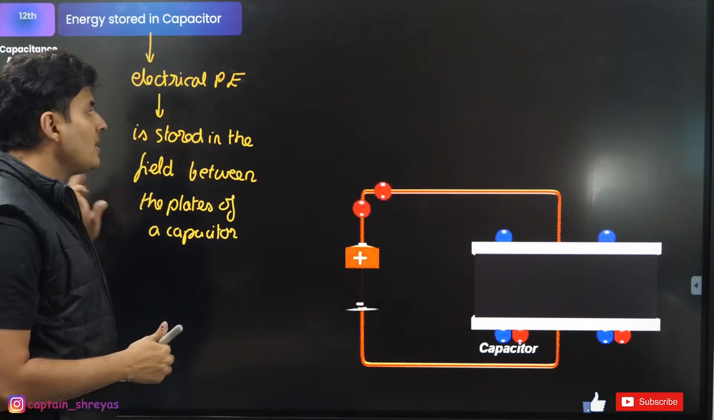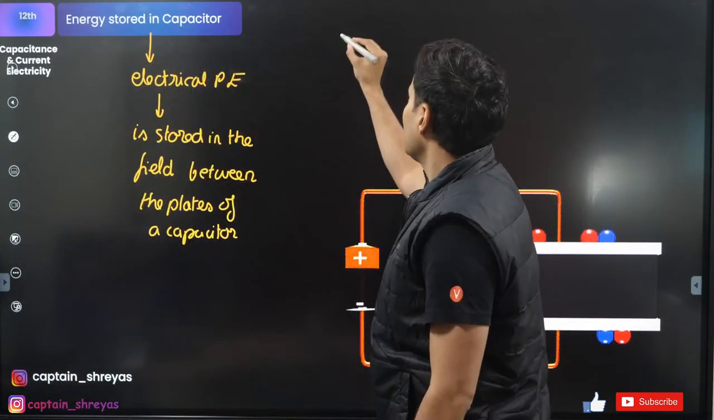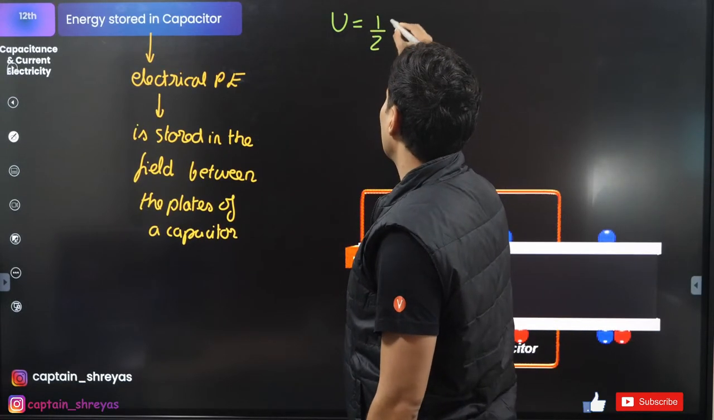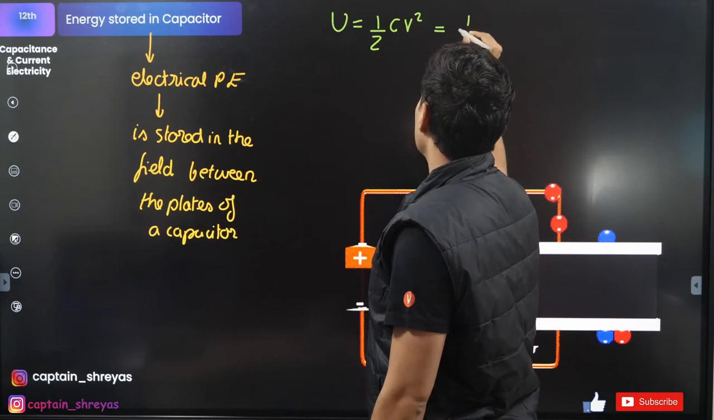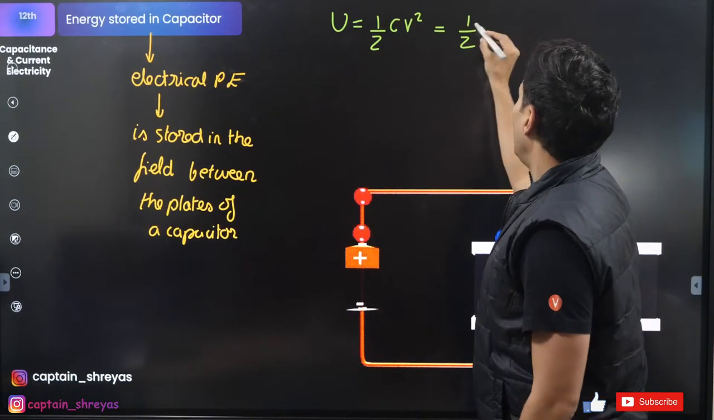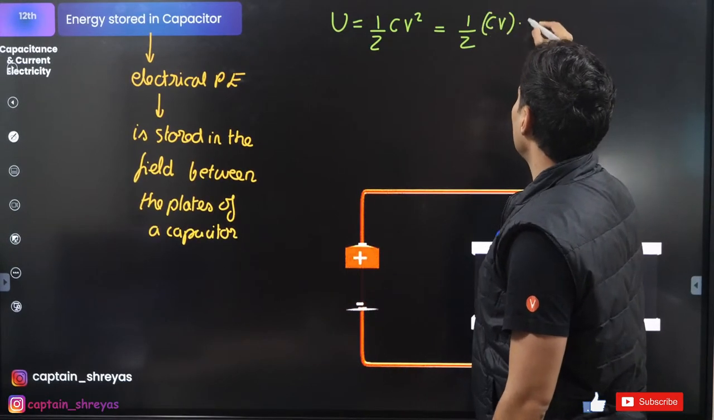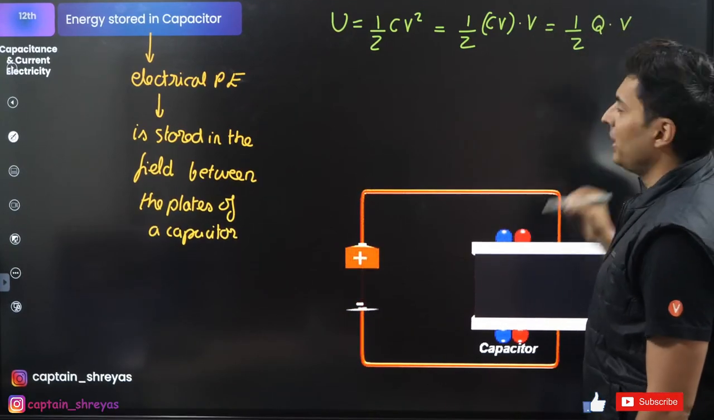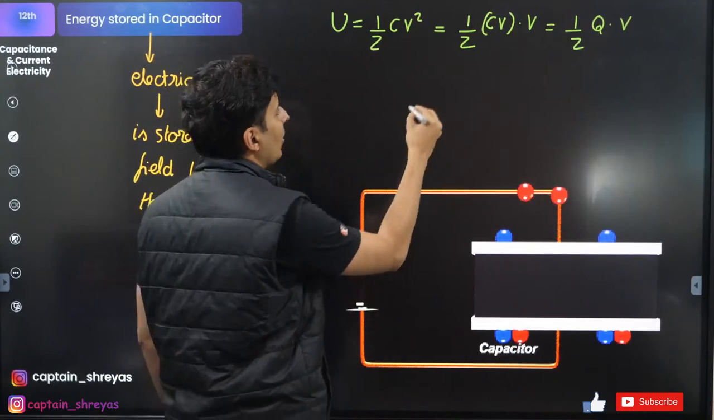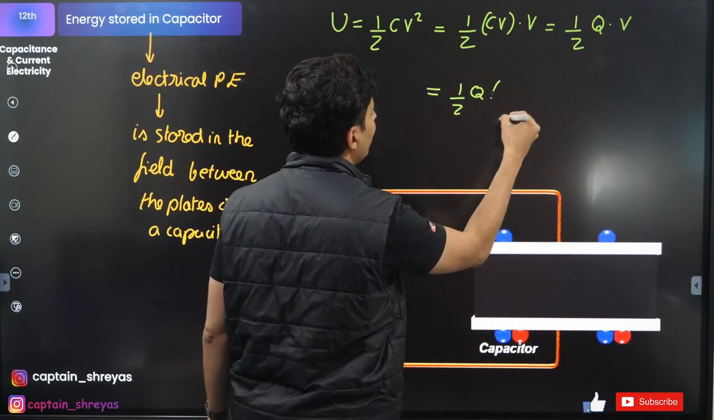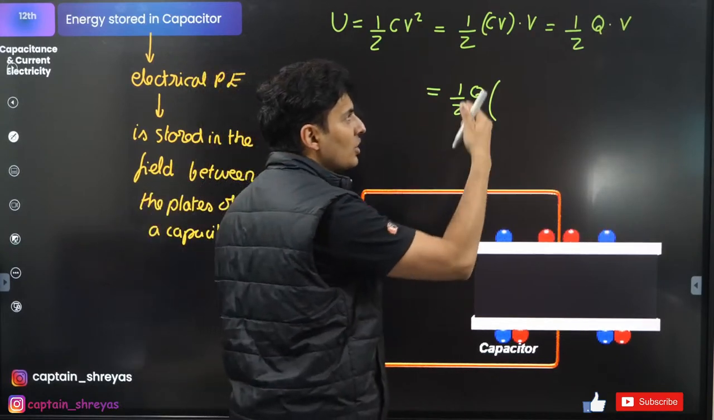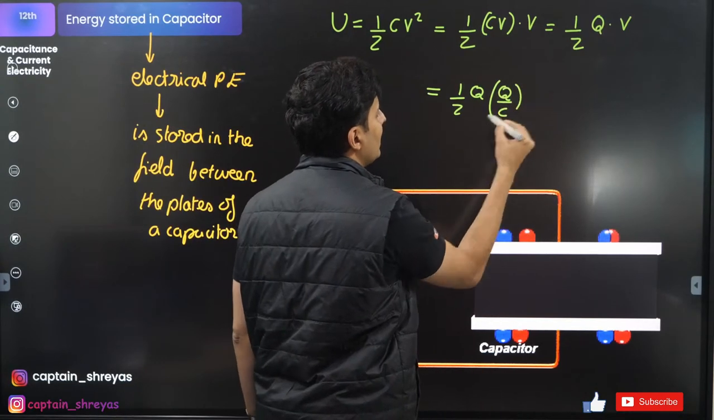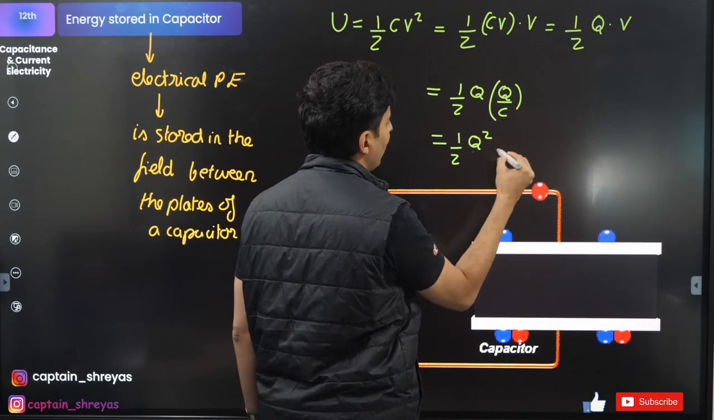And the value of the energy stored inside a capacitor is given by half CV square, which you can also write like this. I write CV square as CV into V. CV is nothing but charge, so charge into voltage. That's one way of looking at it. You can also write the voltage, because Q is CV, I can write voltage as Q by C. So V as Q by C. So then it will also become half Q square by C.